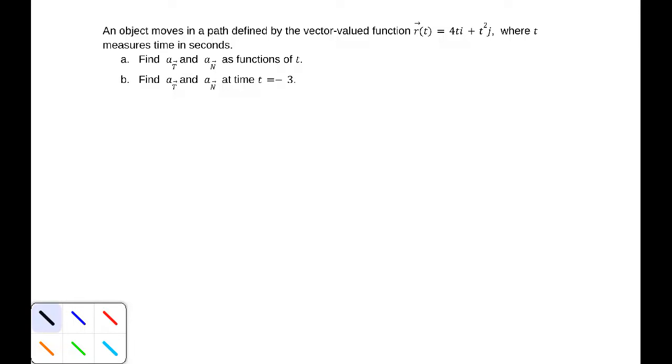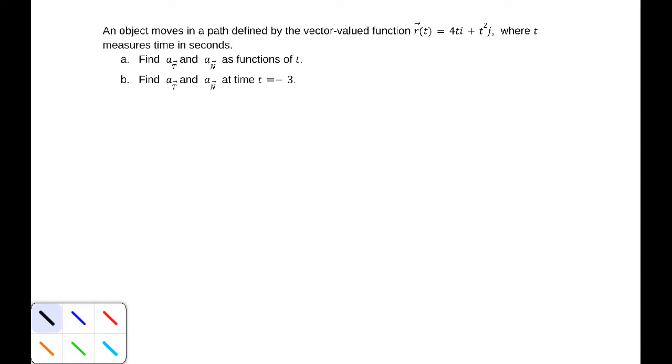An object moves in a path defined by the vector-valued function r(t) = 4t i + t² j, where t measures time in seconds. Part A: Find the tangential component of acceleration and the normal component of acceleration as functions of t. Part B: Find the tangential and normal components of acceleration at time t = -3. So if we've determined the functions for Part A, we can evaluate that for Part B.